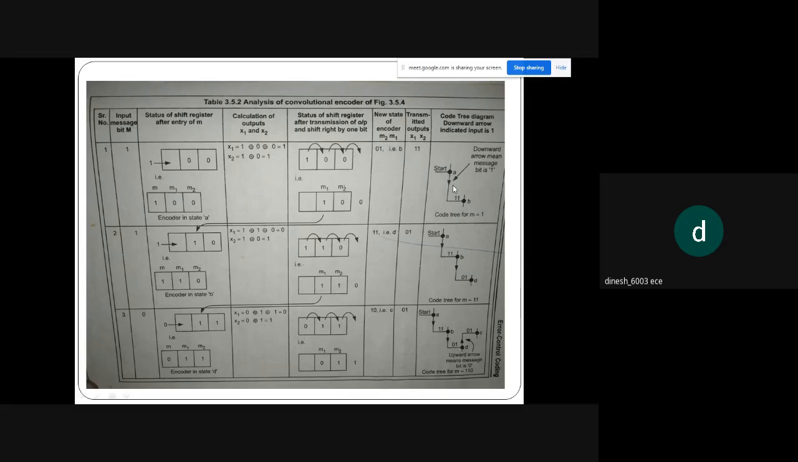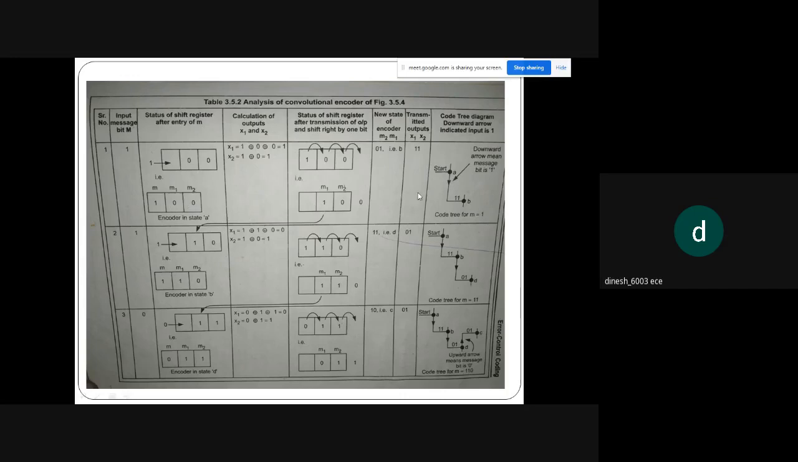Always, when input message bit m is given as 1, the arrow mark should be at the bottom. We should draw a downward arrow. So a downward arrow means the message bit is 1.